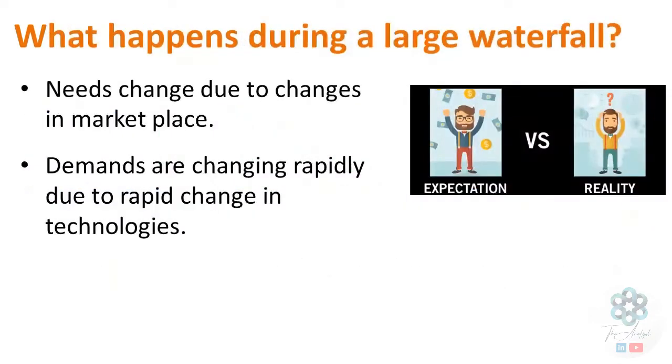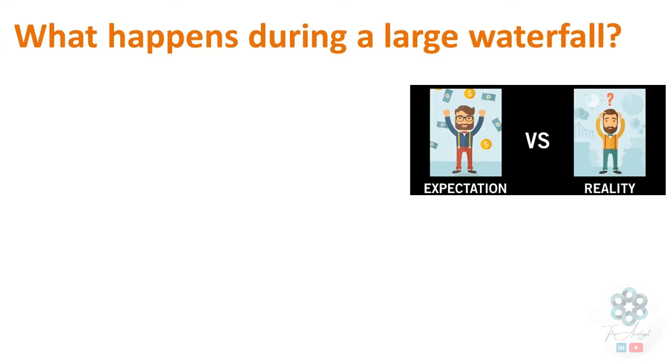What happens during this long duration? Over this long period, a few things happen. 1. There are changes in the needs due to changes in the marketplace. 2. Marketplaces are changing rapidly due to rapid change in technologies. There are a few more aspects that are typical to the waterfall approach.